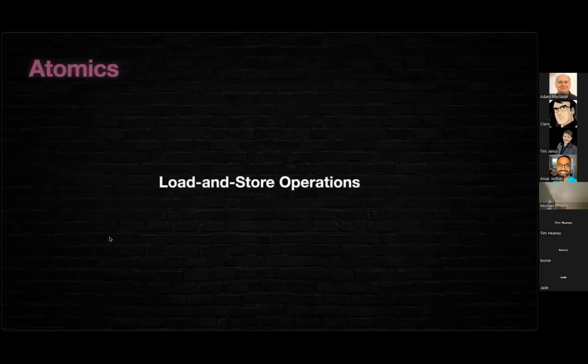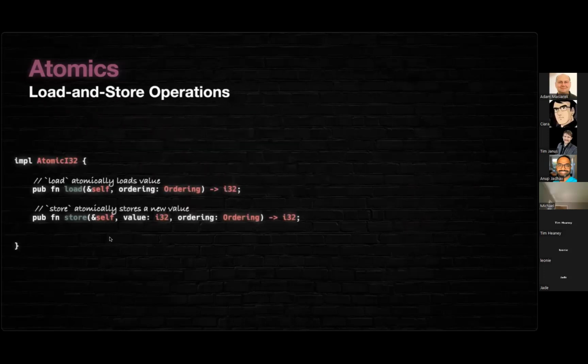Right, so the first two atomic operations we'll look at are the most basic ones, load and store operations. If we take AtomicI32 as an example, you can see the function signatures for the load and store methods here. The load method atomically loads the value stored in the atomic variable, and the store method atomically stores a new value in it. Now, note how the store method takes a shared reference rather than an exclusive or mutable reference, even though it modifies the value.